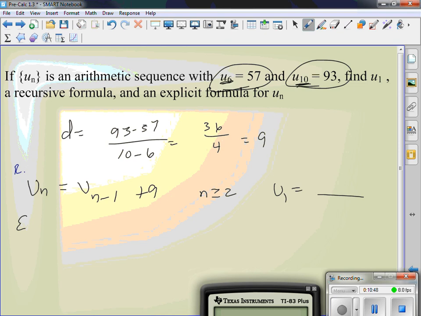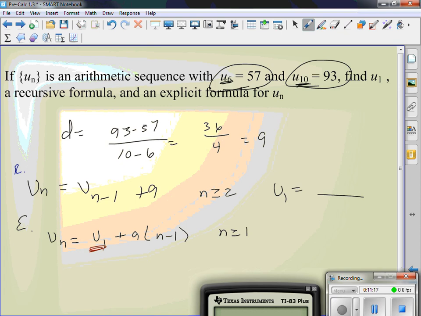Explicitly, u sub n equals, well, I don't know u sub 1 yet. U sub 1 plus 9 times n minus 1, as long as n is greater than or equal to 1. There's a reason why I did not put anything here. I don't know it yet. I will go back and fix it in a minute.